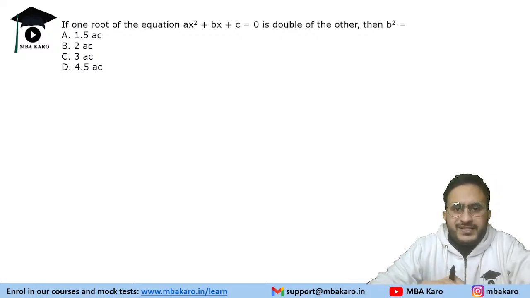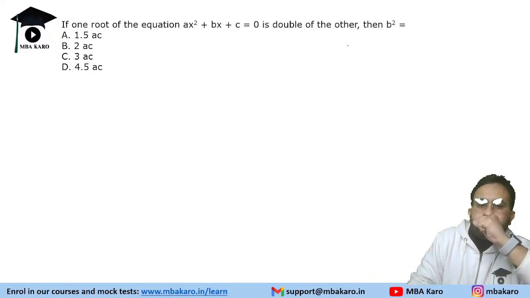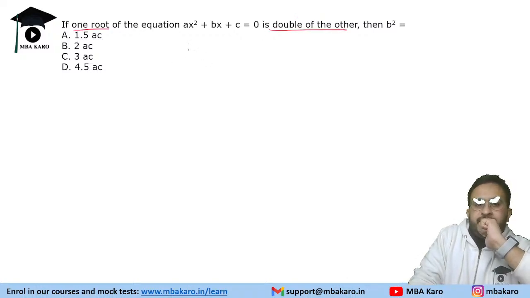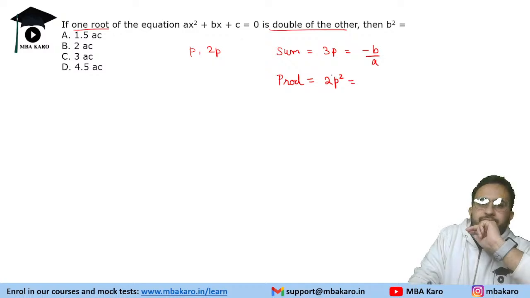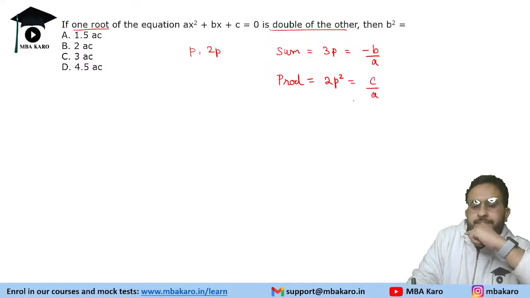So one root of this equation is double of the other. We need to find b square. What is the value of b square? So one root is double of the other. So let us say one root is p, another root is 2p, right? So what is the sum of roots? Sum of the roots is 3p, which is equal to minus b upon a. And what is the product of roots? Product of the roots is 2p square is equal to c upon a, right?